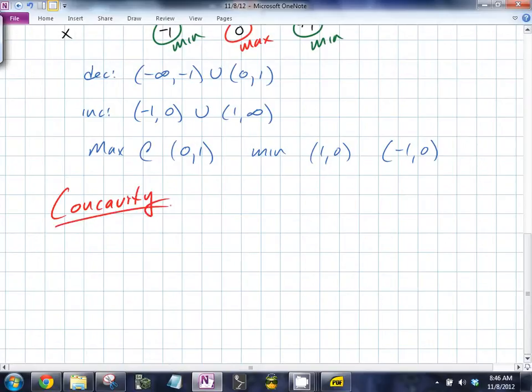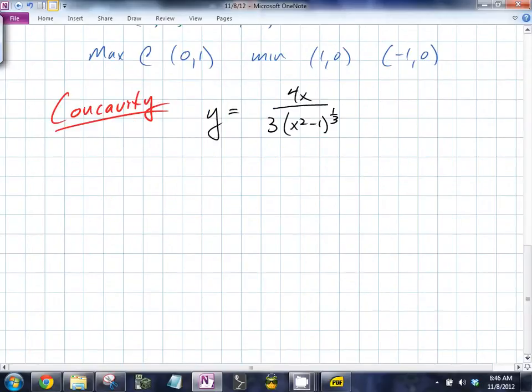Nice. So if we examine concavity, which derivative do we need to look at? We had a nice simplified first derivative, which was 4x over 3 times the cube root of x squared minus 1. So what rule do we need to use? We could use the quotient rule. We could also flatten this out and use the product rule. Do you want to use the quotient rule or the product rule overall? Product rule overall? Okay, that's a fine choice.